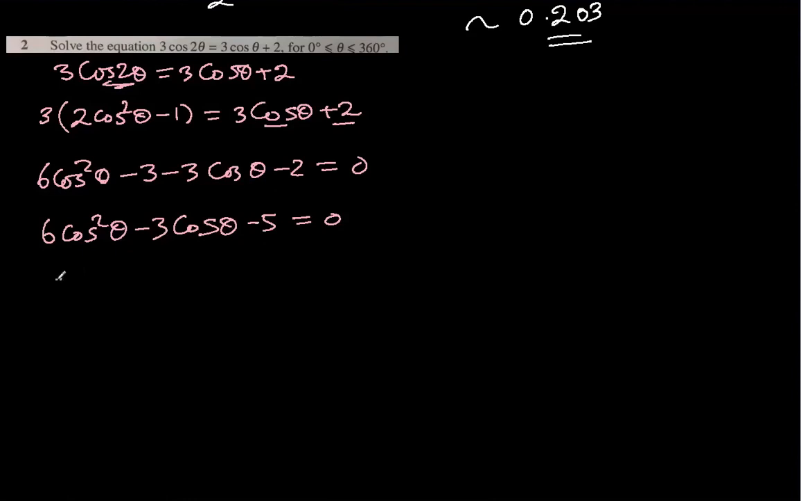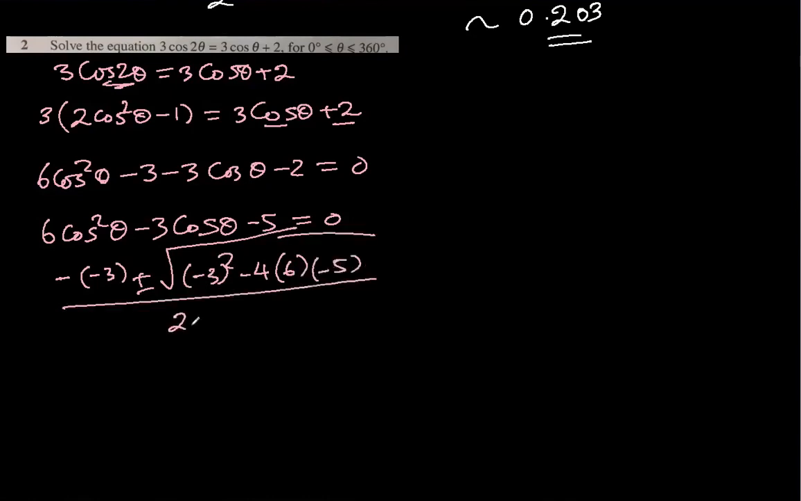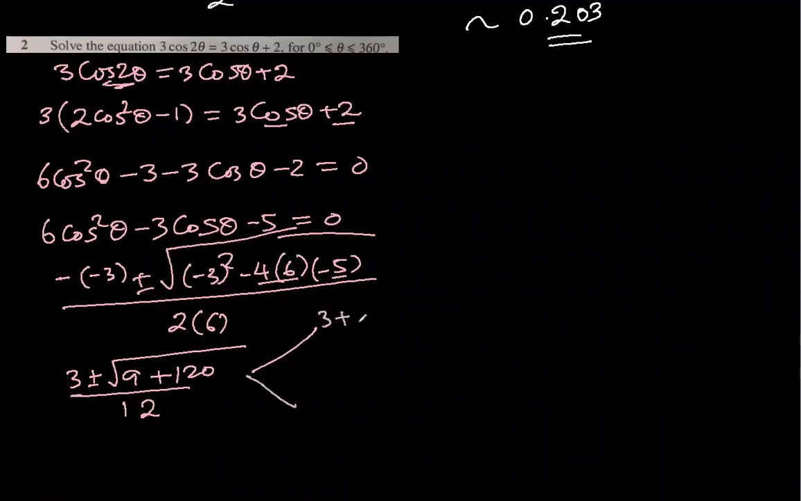So quadratic formula, minus b plus minus square root b square minus 4ac over 2a. So what do we get? 3 plus minus square root 9 plus 24 times 5, 120, over 12. So we have two solutions now. One is 3 plus square root 129 over 12. Second will be 3 minus square root 129 over 12.